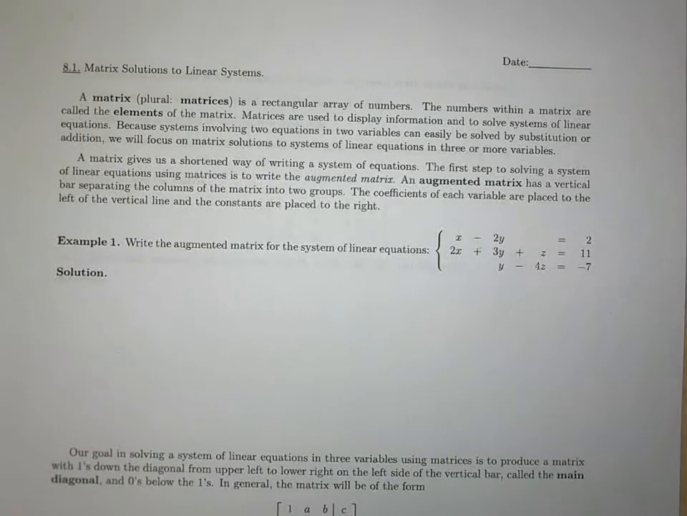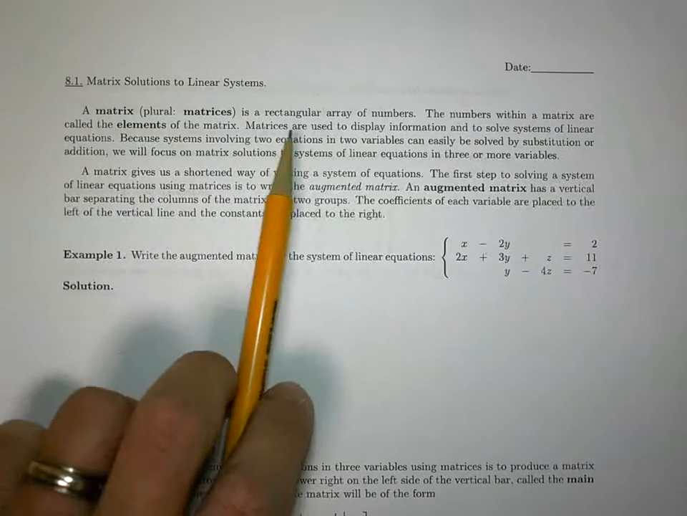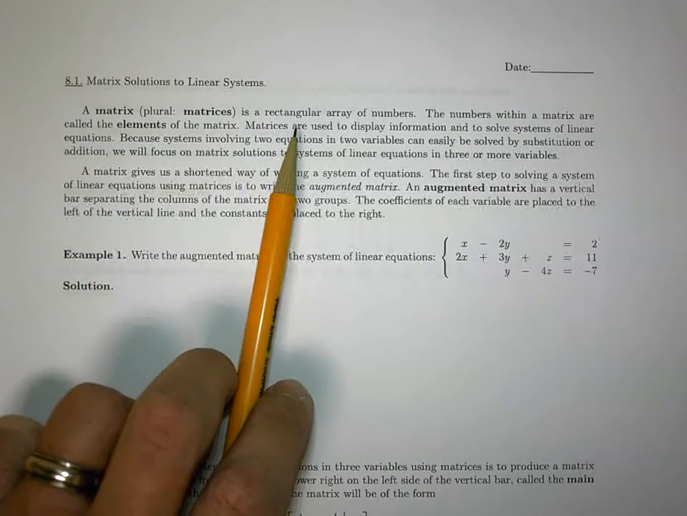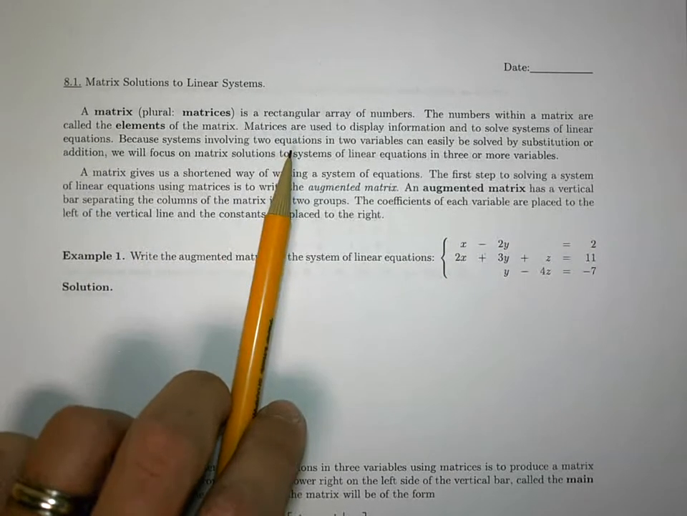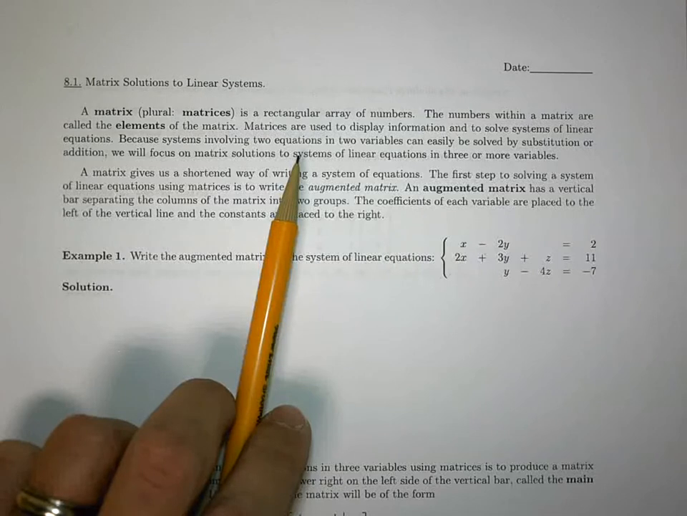So let's look over what you missed last week and this week. On Friday, we talked about what are called matrix solutions to linear systems. To get started, a matrix is a rectangular array of numbers. The numbers within a matrix are called the elements of the matrix. Matrices are used to display information and to solve systems of linear equations.